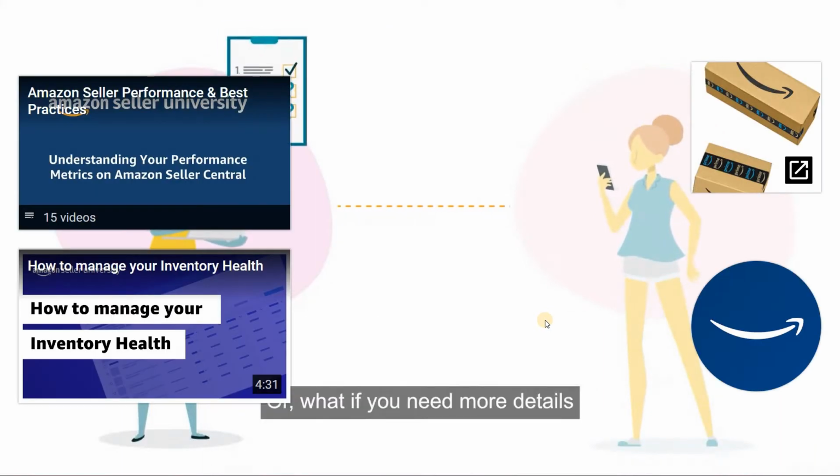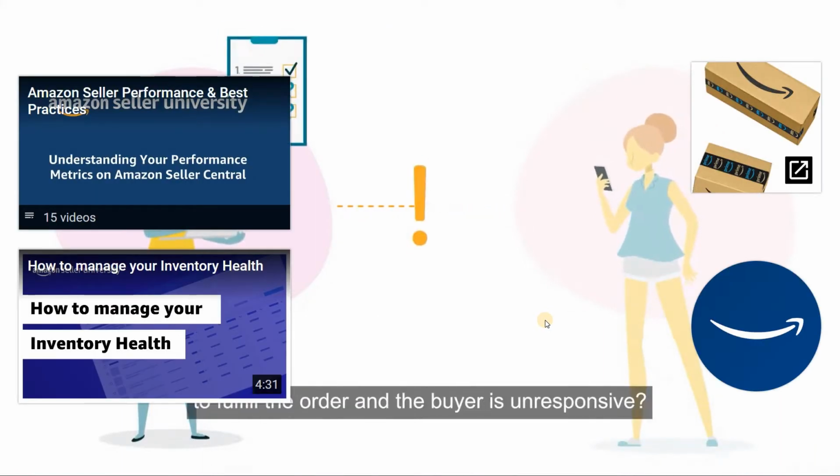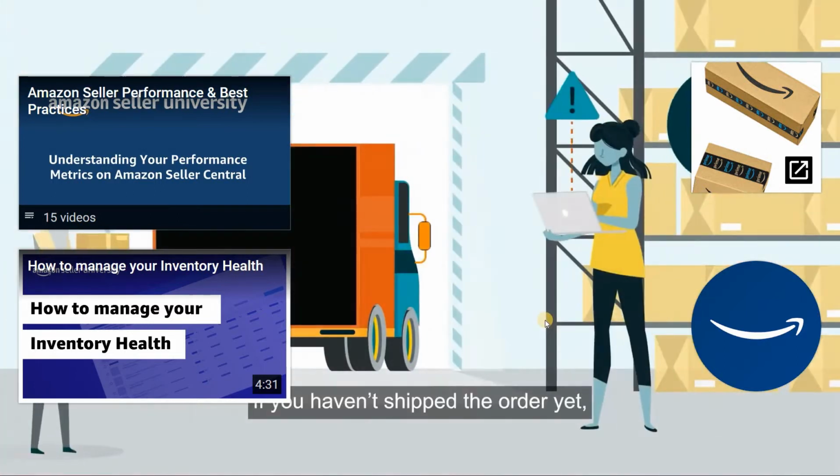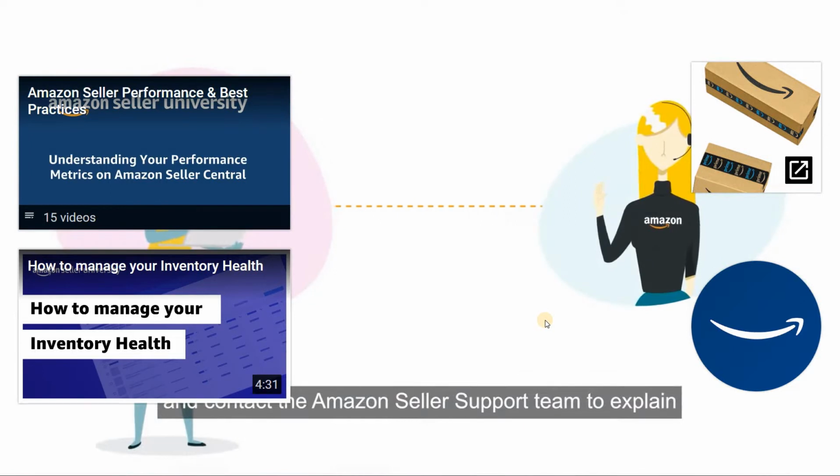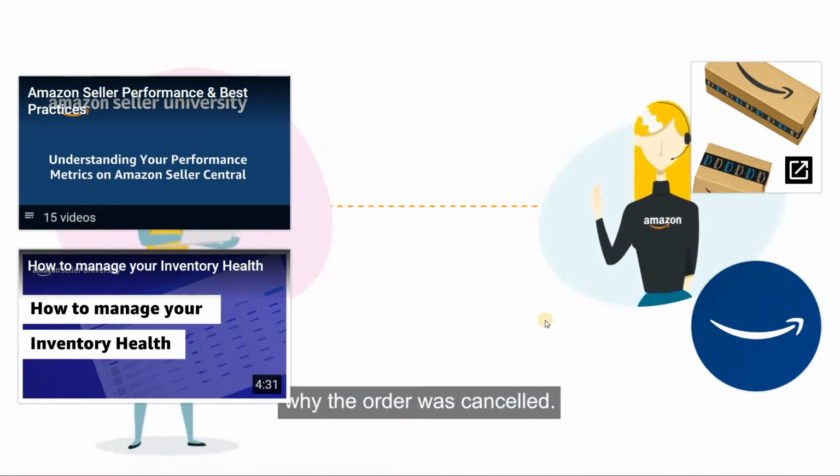Or, what if you need more details to fulfill the order and the buyer is unresponsive? If you haven't shipped the order yet, you can cancel the order and contact the Amazon Seller Support Team to explain why the order was canceled.